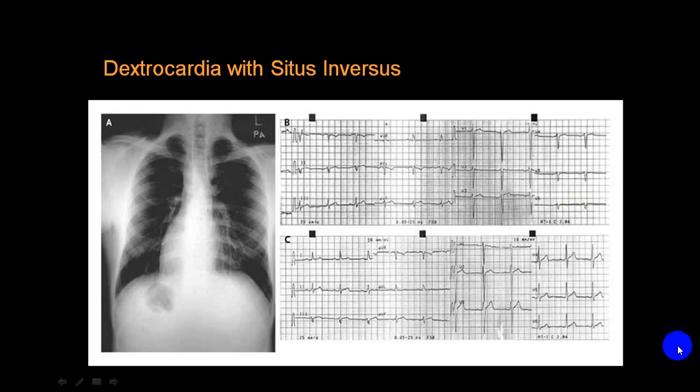This will be the ECG which will give you an idea. This is dextrocardia with gastric bubble on the right side. You can see the marking left here, and this is a PA view. So this is dextrocardia with situs inversus.